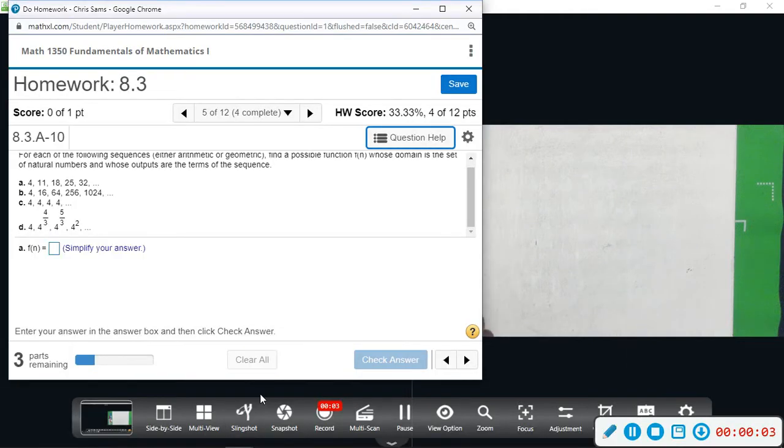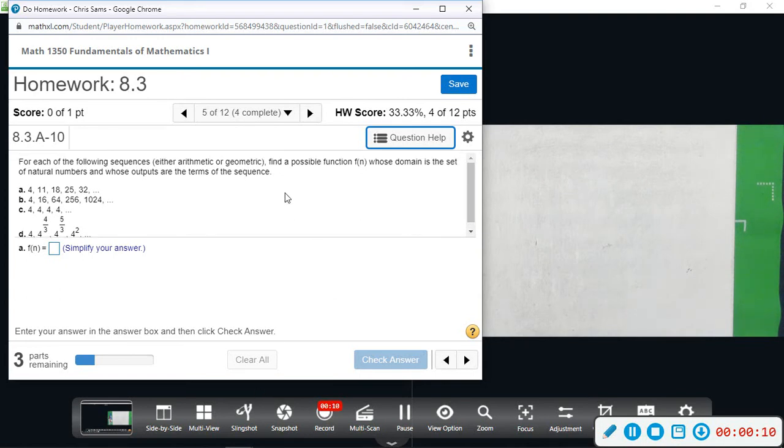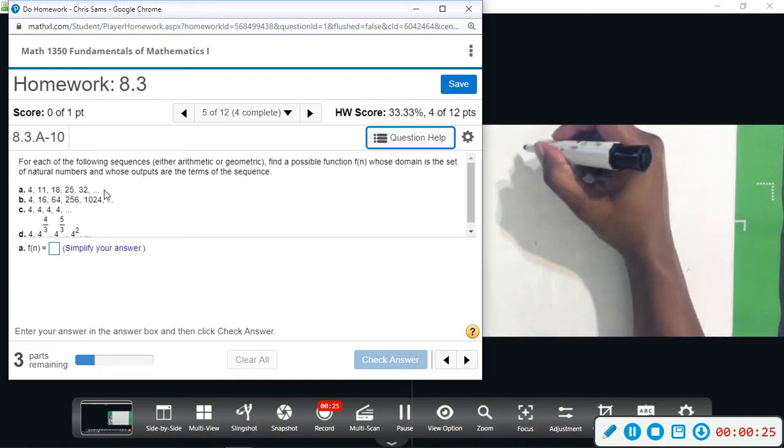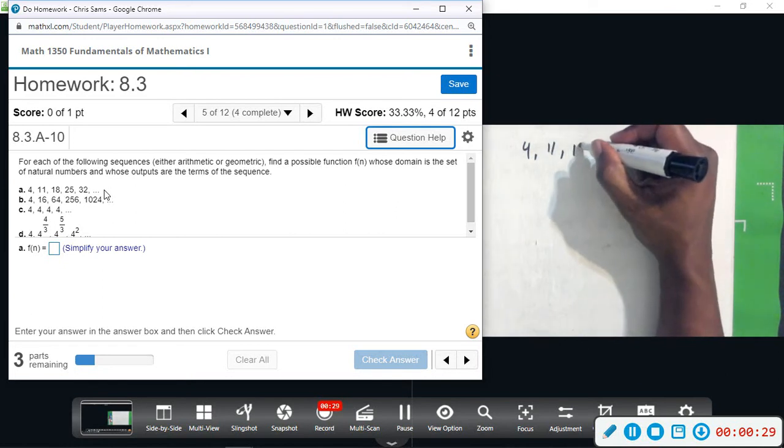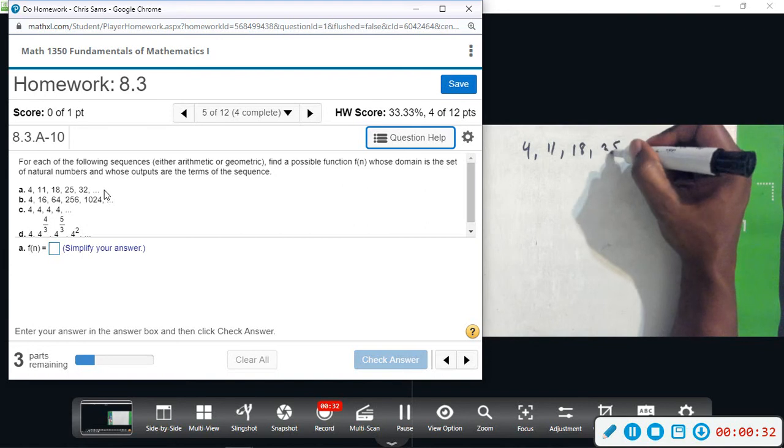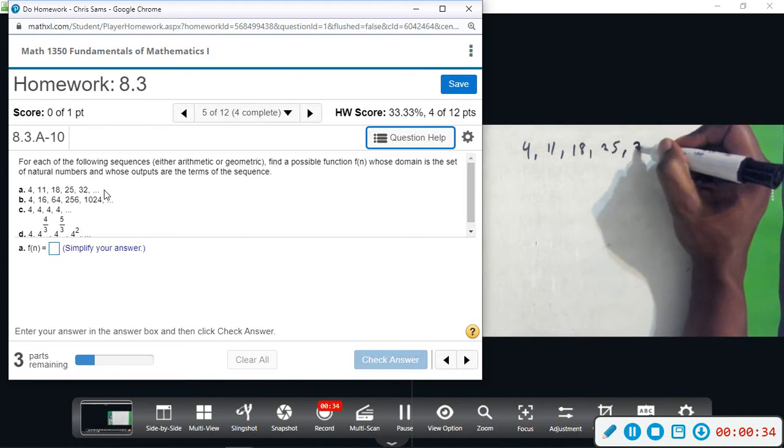Right, number 5. For each of the following sequences, either arithmetic or geometric, we're going to find a possible function for the domain, which is the set of natural numbers. So we're starting with the numbers 1, 2, 3, 4, 5, using them to label each of these sequences. The first one, we have 4, 11, 18, 25, 32, and so on.